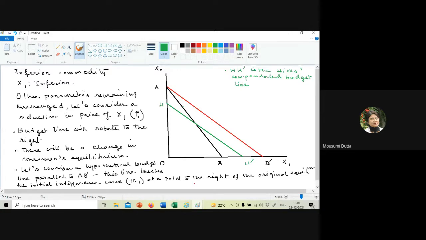However, HH prime has lesser vertical intercept compared to AB prime, which means we are cutting down the additional income the consumer is now enjoying because of reduction in price of X1 in such a way so that the consumer can consume along the initial indifference curve, IC1.